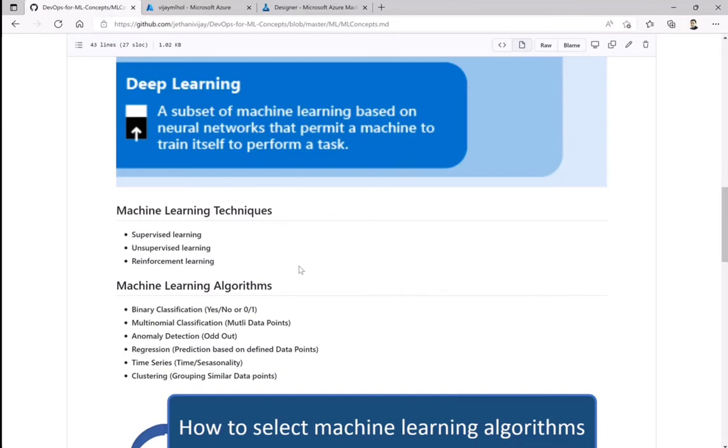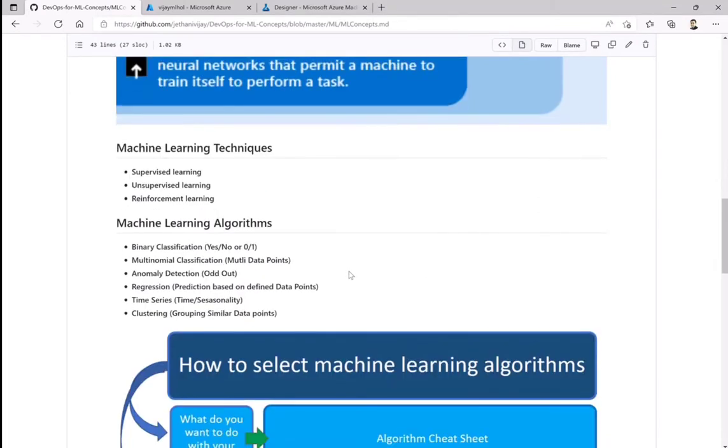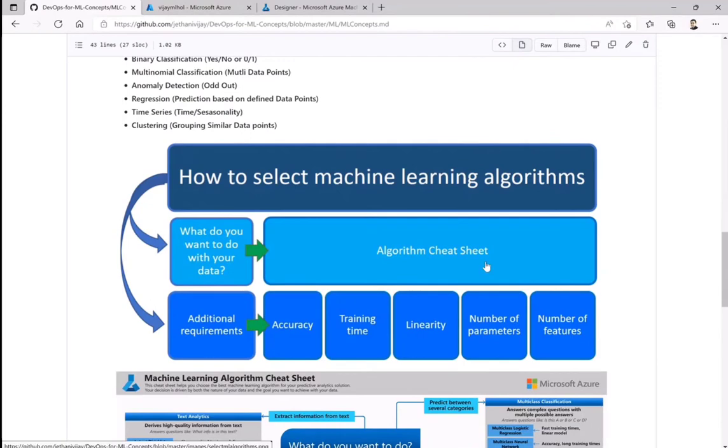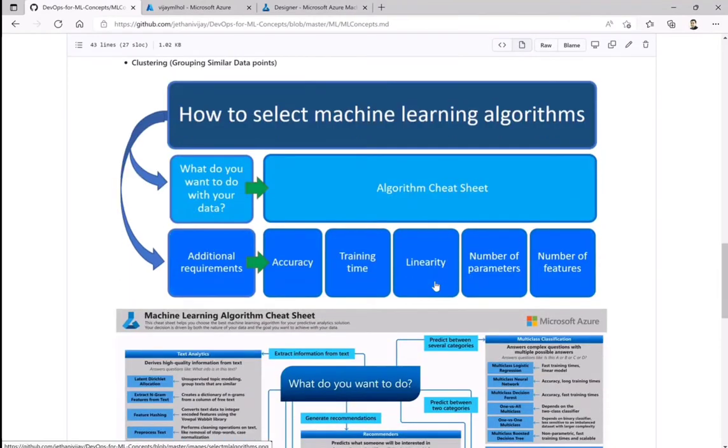Now, for those of us who may be starting new, or who have some intermediate knowledge about machine learning, there is also a cheat sheet, which you can choose based upon the parameters you expect or the use case you are working on. So, how to select a machine learning algorithm, and this is readily available on the public website for machine learning.